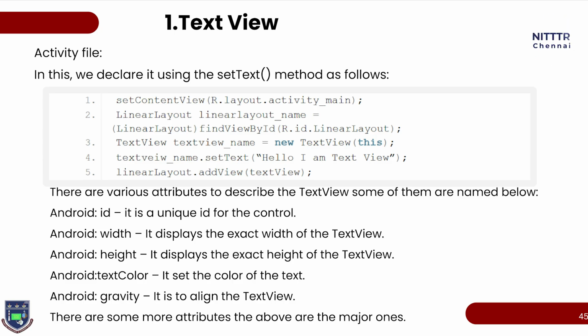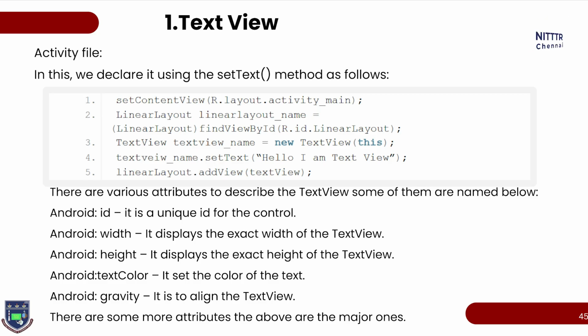Then the third line is a TextView. Here we have given a TextView name. This line creates a new TextView object in the code instead of defining it in XML. And this line refers to the current activity context, which is required when creating user interface elements dynamically. Then the next line is textView name dot setText. Here we can give our text. In this particular line we have given "Hello, I am a TextView." This sets the text content of the TextView.